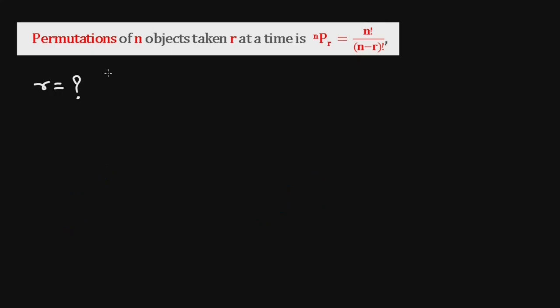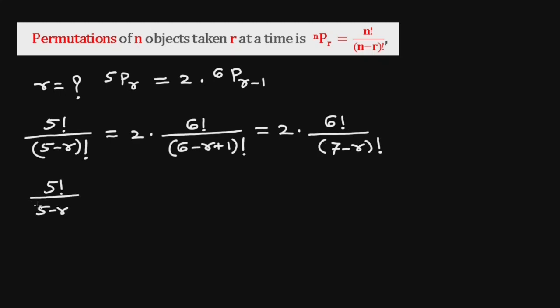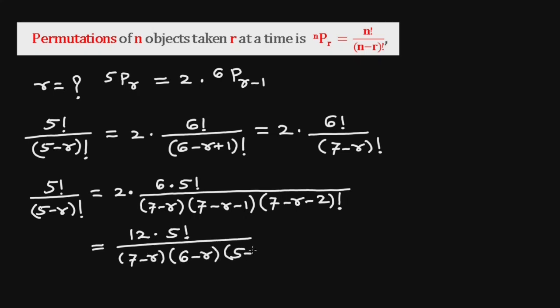Find r if 5Pr equals 2 times 6P r minus 1. 5 factorial upon 5 minus r factorial equals 2 into 6 factorial upon 6 minus r plus 1 factorial, which is 2 into 6 factorial upon 7 minus r factorial. 5 factorial upon 5 minus r factorial equals 2 into, we write 6 factorial as 6 into 5 factorial upon 7 minus r into 7 minus r minus 1 into 7 minus r minus 2 factorial, which is 12 into 5 factorial upon 7 minus r into 6 minus r into 5 minus r factorial.